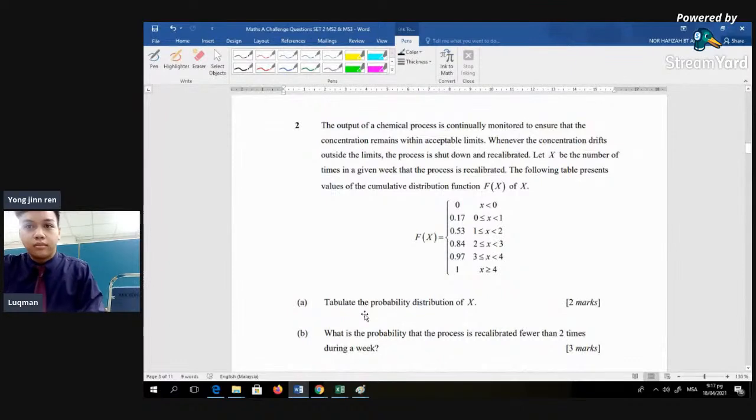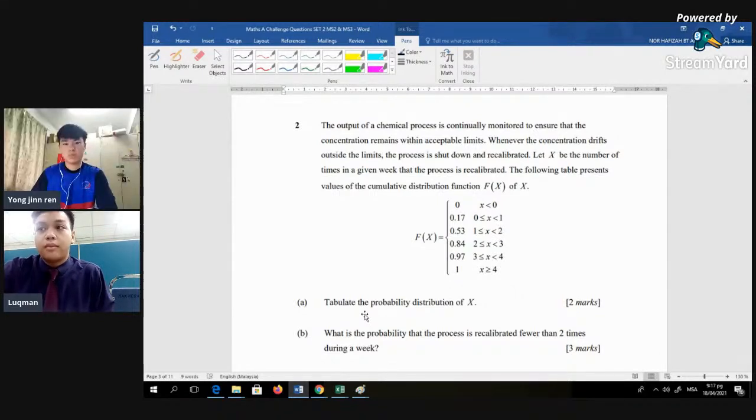Okay, I'm Marzik bin Nordin, and I'm going to present question number 2. The question is, the output of a chemical process is continually monitored to ensure that the concentration remains within acceptable limits. Whenever the concentration drifts outside the limit, the process is shut down and recalibrated. Let X be the number of times in which the process is recalibrated. The following table presents the values of the cumulative distribution function F(x) of X.